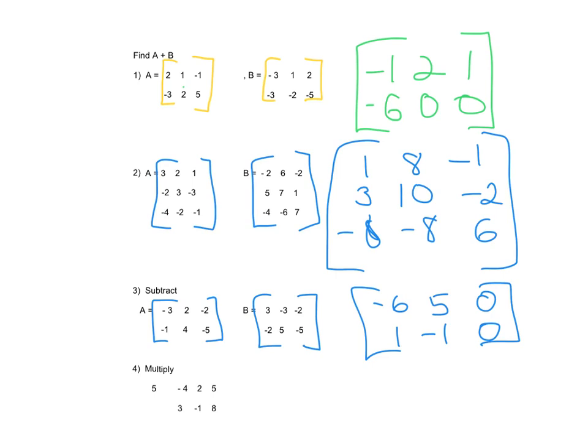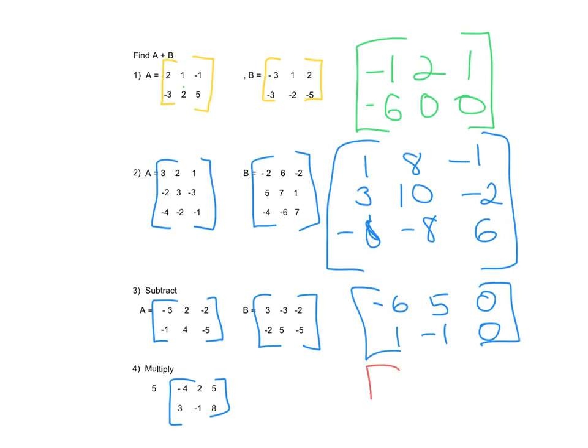All right, and the next one, what I'm going to do is multiply the constant, and all I do is multiply that constant by each of the terms. So I'm going to go 5 times negative 4. Then I'm going to go 5 times 2. And then I'm going to go 5 times 5. And in the end, I'm going to have a 2 by 3 matrix to finish it with.